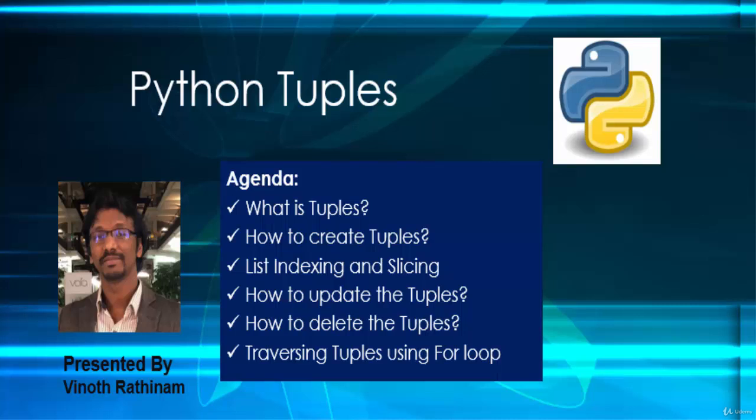In this video, we are going to learn about Python Tuples. It is another data type in Python. As I already said in the list data type video, both lists and tuples are almost the same, other than one property: lists are mutable and tuples are immutable, like strings and numbers.